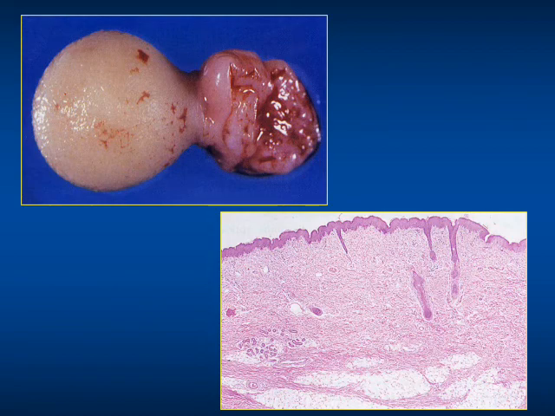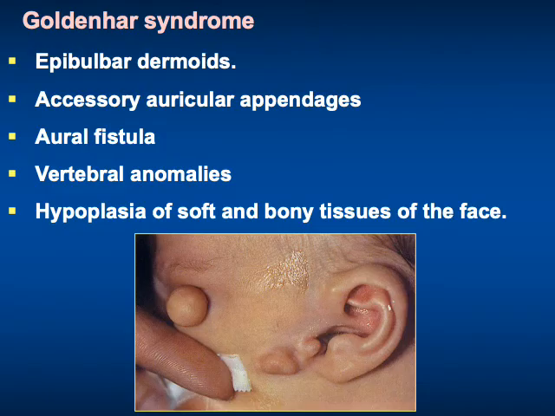Here is a case of Goldenhar syndrome, which contains epibulbar dermoid, accessory ocular appendages, oral fistula, and vertebral abnormalities, with hypoplasia of the soft and bony tissues of the face.